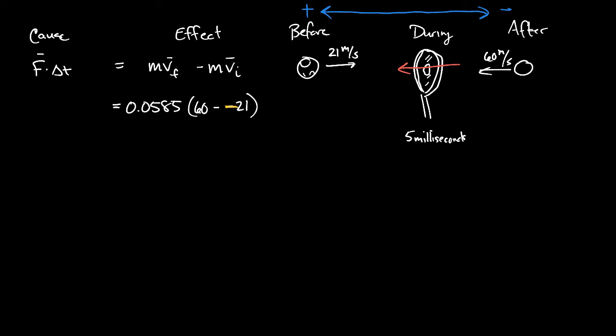So the change in velocity has to accommodate the ball going to the right at 21 meters per second and then going to the left at 60 meters per second. Either way, this equals force times time, which is 0.005 seconds. Yes, I expect you to convert milliseconds to seconds.